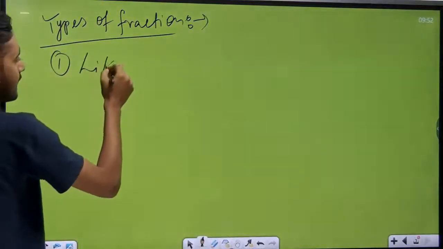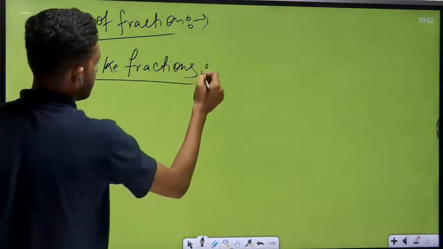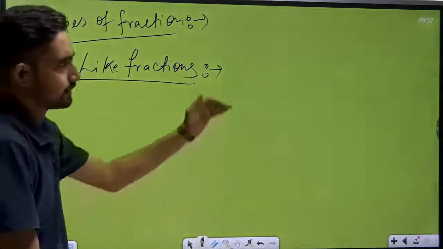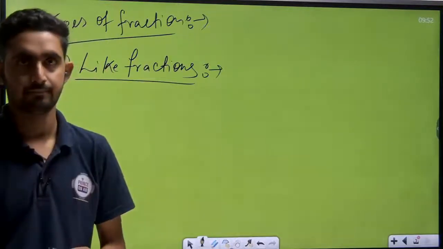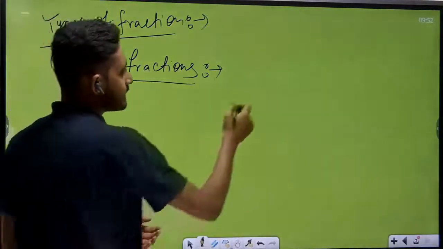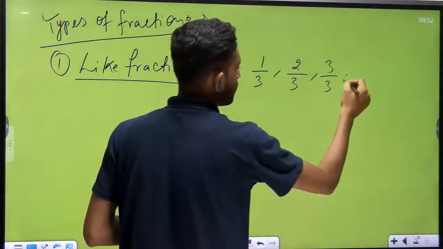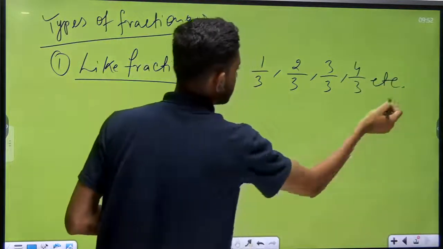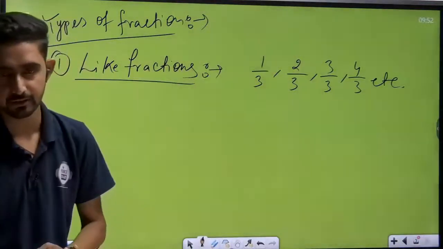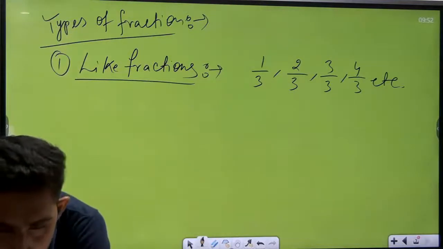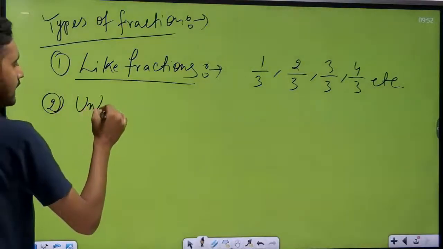What is the meaning of like fraction? Very simple. So like fractions are which fractions? We can say like fractions are the type of fractions in which all the denominators are same. So if I write like this, 1 upon 3, 2 upon 3, 3 upon 3, 4 upon 3, etc. So these are known as like fractions in which all the denominators are same. That is known as like fraction. Very simple. Now we'll move. What is the meaning of unlike fraction? See here. Unlike fraction.